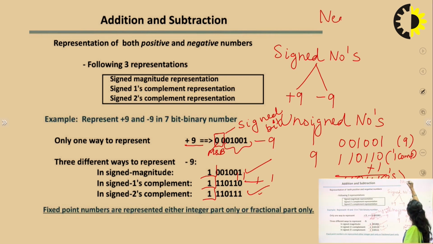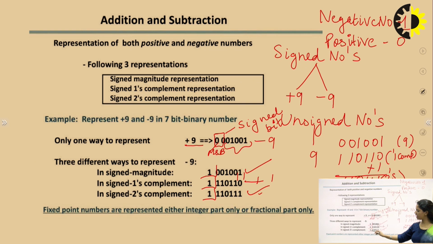A negative number is indicated with binary bit 1 and a positive number is indicated by the value 0, that is binary bit 0. So for -9, we have a 2's complement of 110111 and the sign bit will be 1. So this is the way we can represent signed numbers by using sign magnitude representation, by using 1's complement, and by using 2's complement representation.